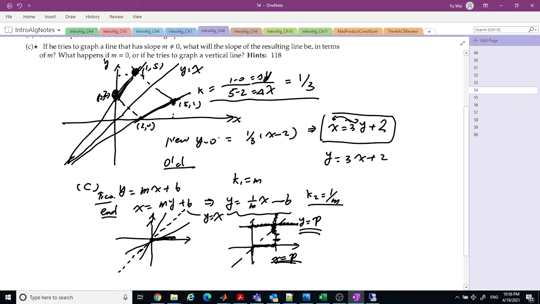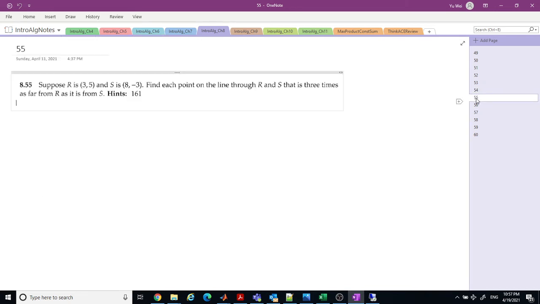There is a very, very important thing: once you swap the x and the y, the symmetry line is y equals x. It's called diagonal symmetric. Next, suppose R and S. Let me draw something here.